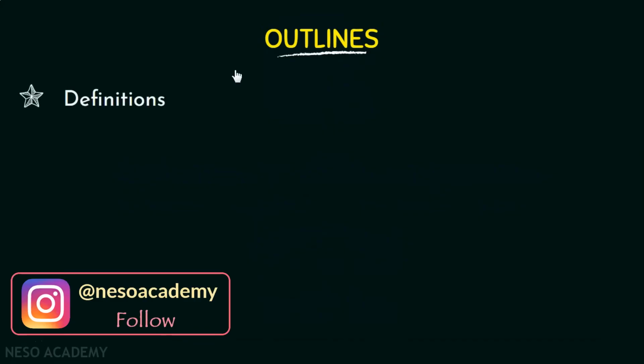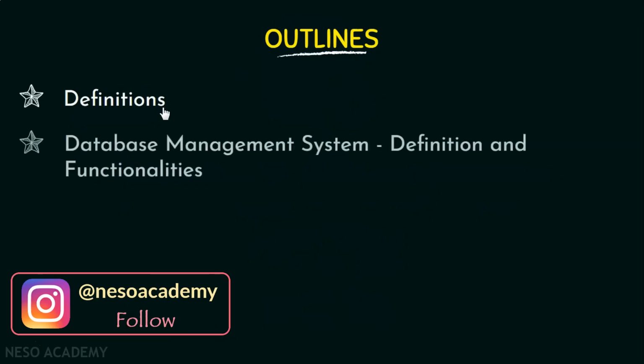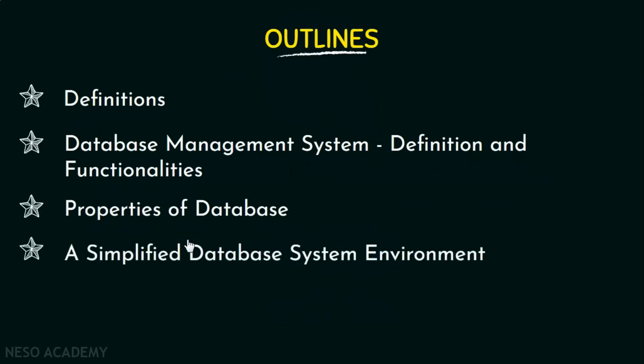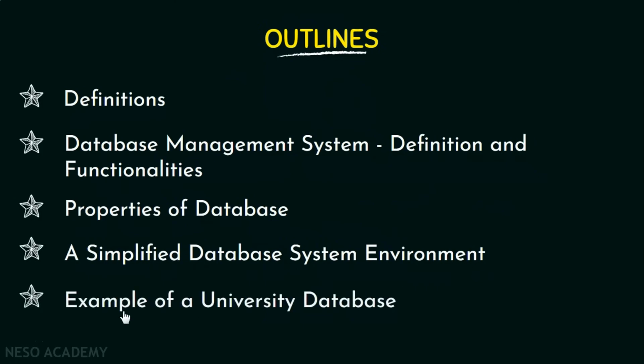The first one we're going to see is the basic definitions or the basic terminologies that we need to know. Next, we'll be looking into the definition and functionalities of database management system. And then we'll be discussing the properties of database. Next, we'll be briefly looking into an illustration of a simplified database system environment. And then finally, to understand database and its functionalities better, we'll be looking into an example of a university database.